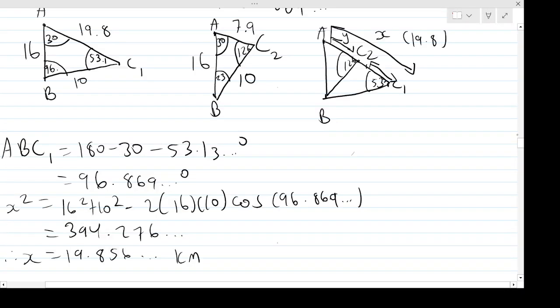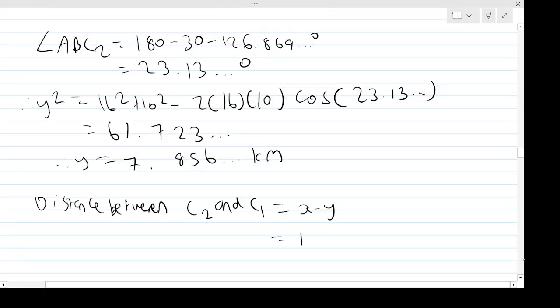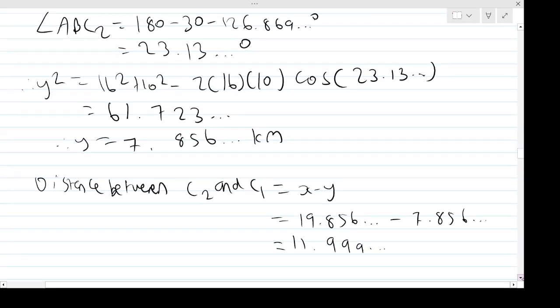So that will be 19.856, blah, blah, blah, take away the 7.856, which I just worked out. And so then that would be 11.999, blah, blah, blah, kilometres, right? And then that'll round up to 12.0 kilometres to 3 significant figures. And there we are then.